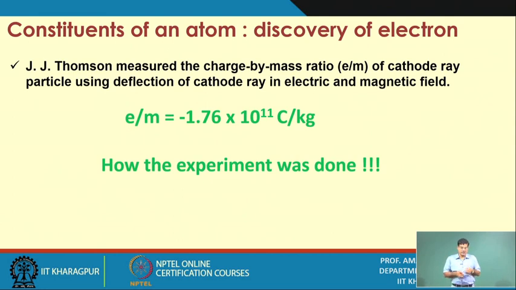J.J. Thomson measured the charge to mass ratio of the cathode ray particle using deflection of the cathode ray in electric and magnetic fields. He found the specific charge, that is e by m, equal to −1.76 × 10¹¹ coulomb per kg. How the experiment was done is what I started to discuss in the last class, so I will continue that discussion.